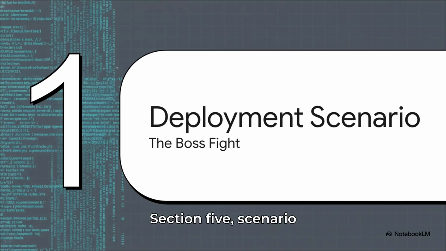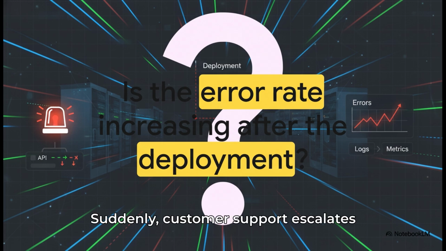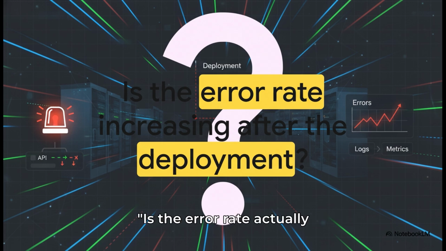Section 5, Scenario Deployment Error Spike. This is the boss fight. We've built up our foundational skills, so now it's time to put them under pressure. Imagine you're the first responder on call. A new code deployment just went out for the API. Suddenly, customer support escalates a frantic ticket asking, is the error rate actually increasing after the recent deployment? You need to answer this definitively, and you need to answer it right now.